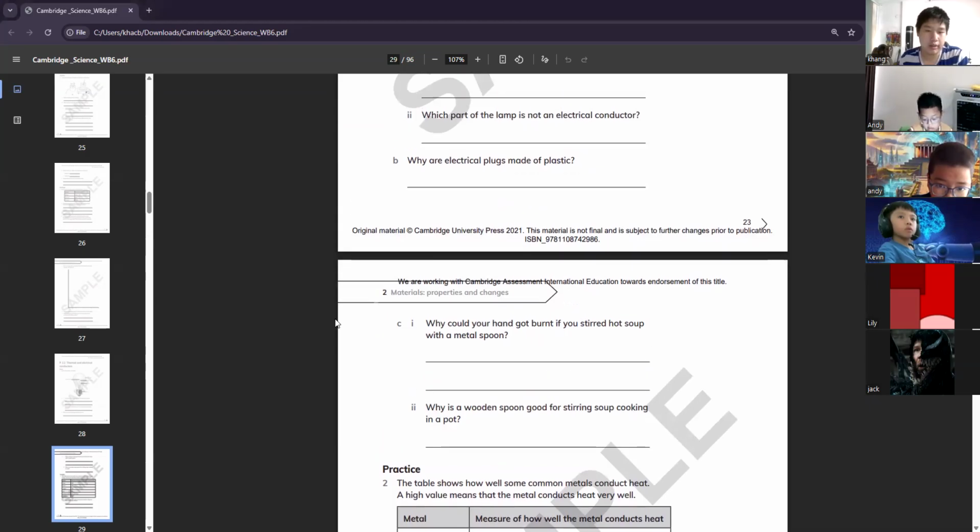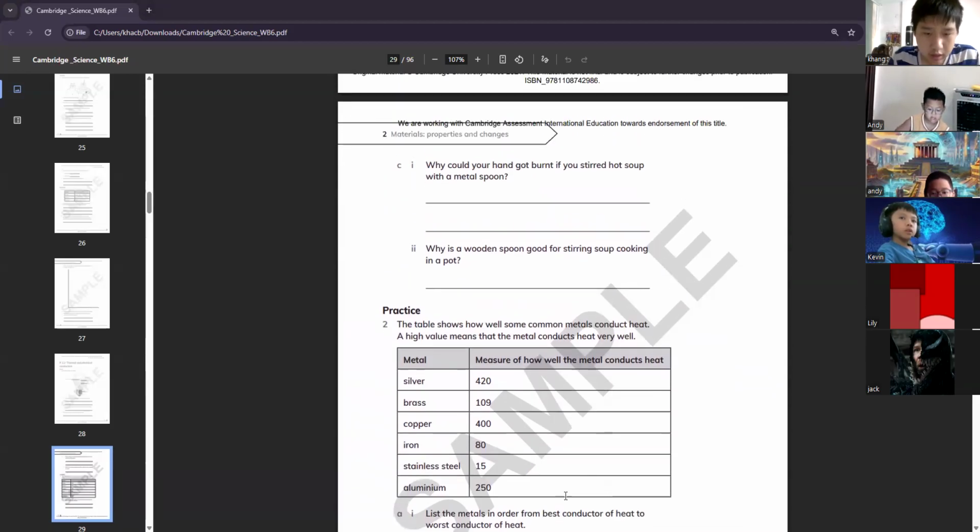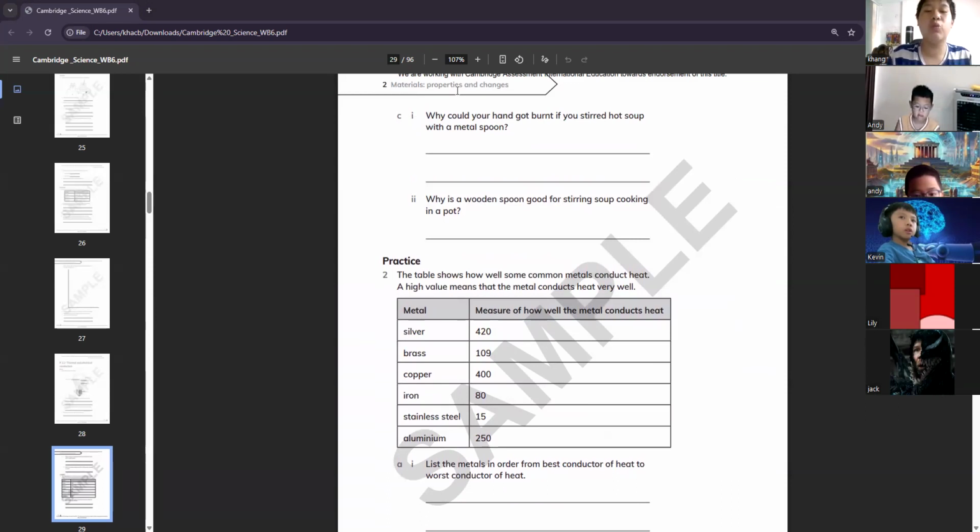Anyways, now this table shows how common metals conduct heat. A high value means that it conducts heat very well. Now, somebody explain to me. List the metals in order from best to worst conductor. Anybody? Can we list the metals from best to worst? Next is silver, next is copper, then aluminum, brass, and iron, then finally stainless steel.